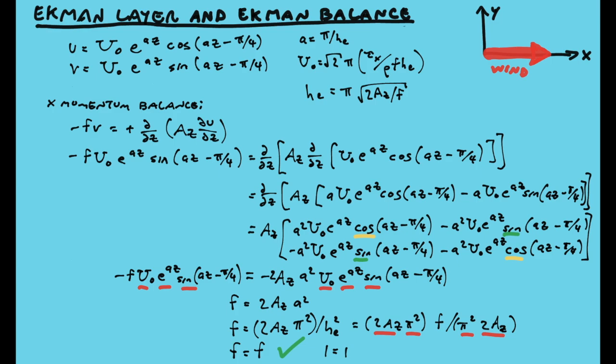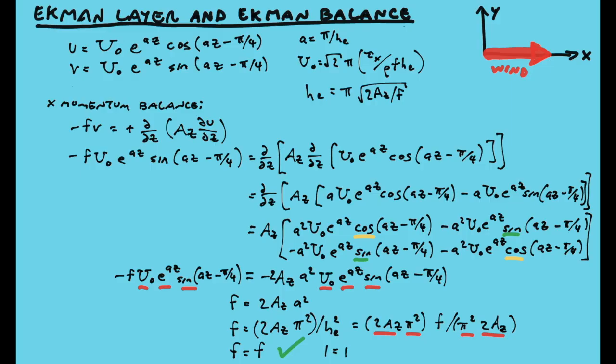So on the right-hand side, now we have negative 2 az a squared u naught e to the az sine az minus pi over 4. And on the left-hand side, we still have negative f u naught e to the az sine az minus pi over 4. Everything underlined in red on both sides is the same, so we can cross that out. And then we can change the negative signs to positive on both sides. What we're left with is f equals 2az a squared.